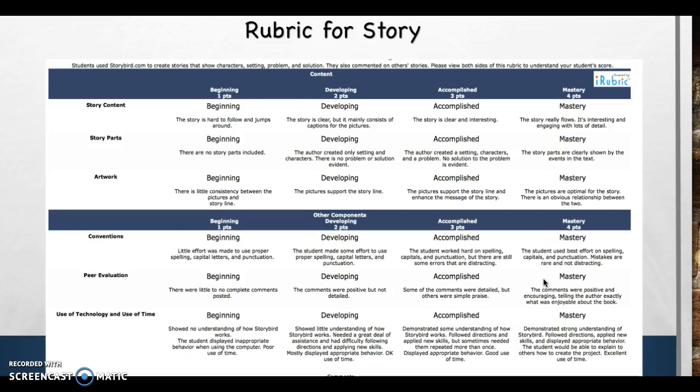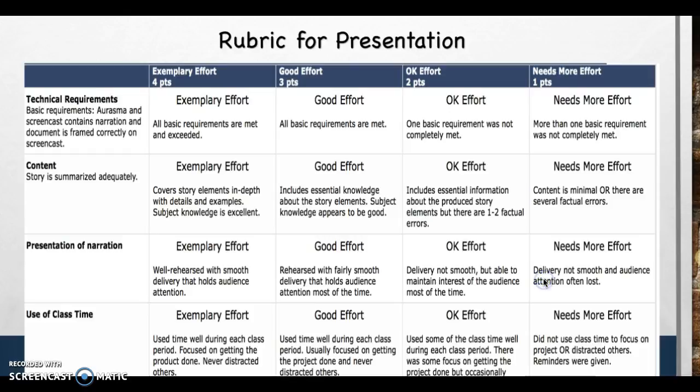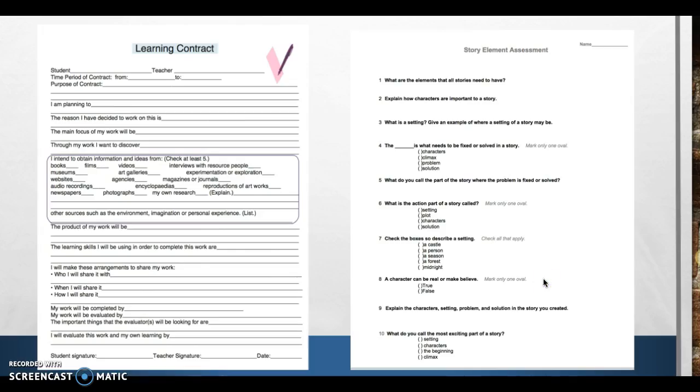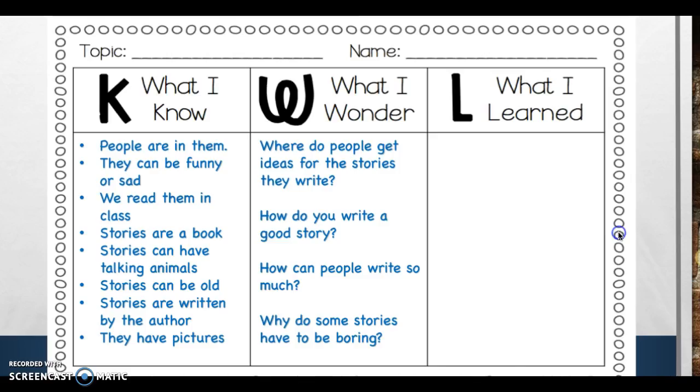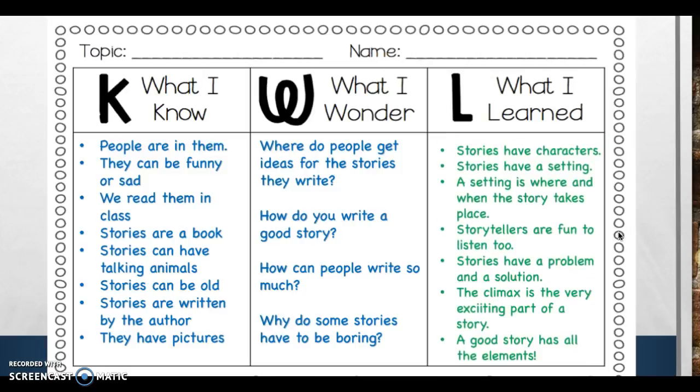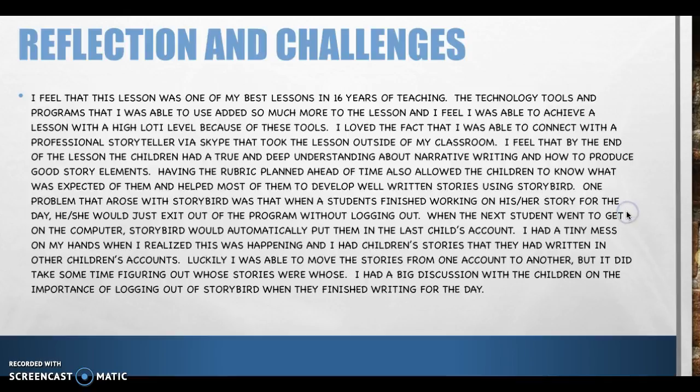I used a rubric for the Storybird that I gave to the children before it was done. And then I also had a presentation rubric to grade them on so that they would know what I was looking for in the presentation. I had learning contracts for higher level children so they could work at their own pace. And I also had a story element assessment that I gave after the lesson so that I could assess their knowledge of story elements. And I also filled in the L part of the KWL at the end to get more information on what they knew.